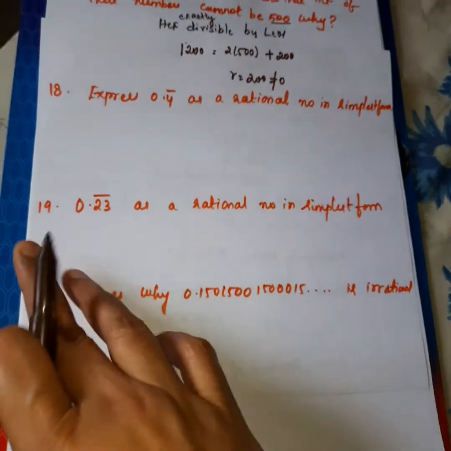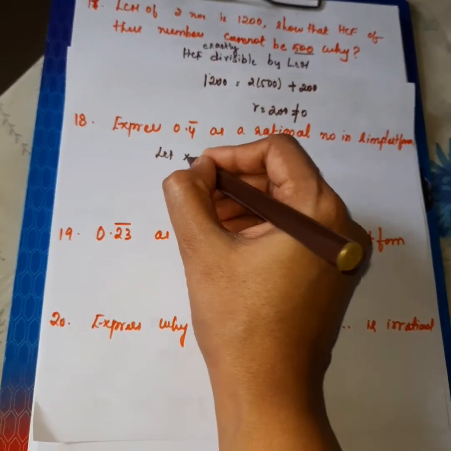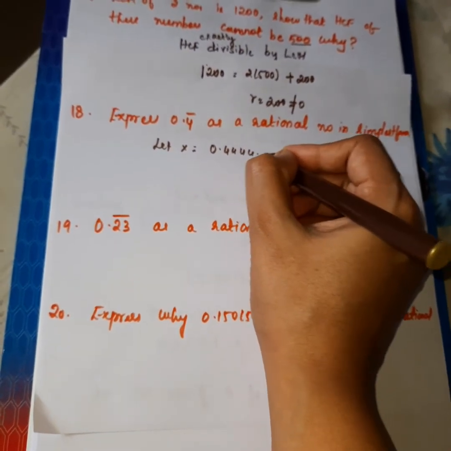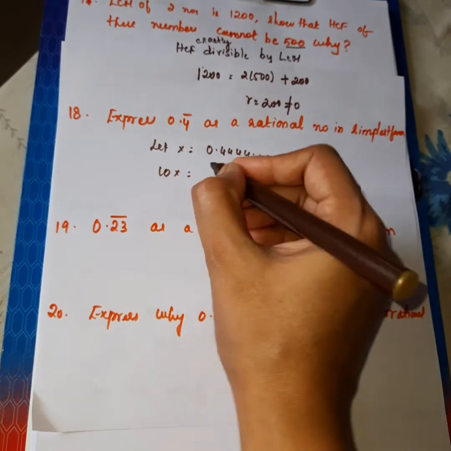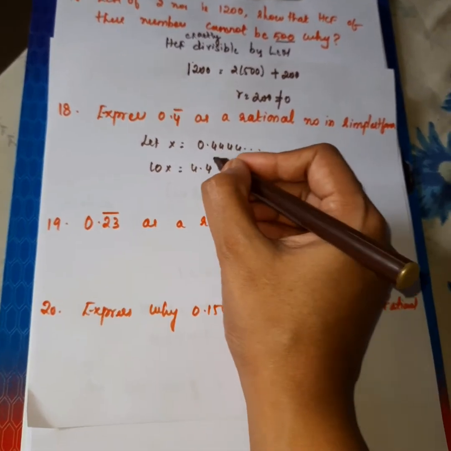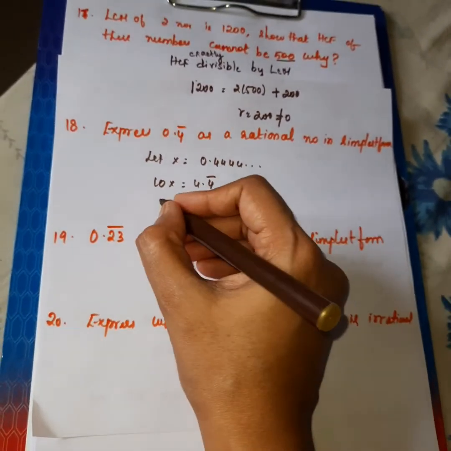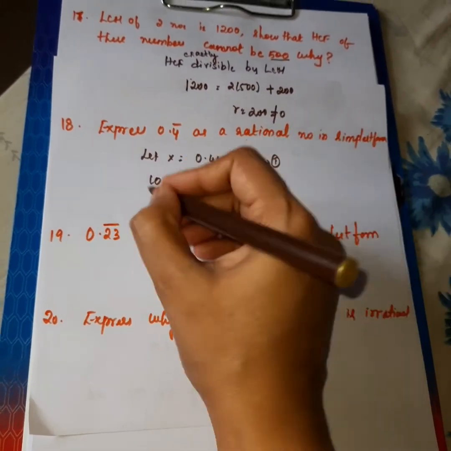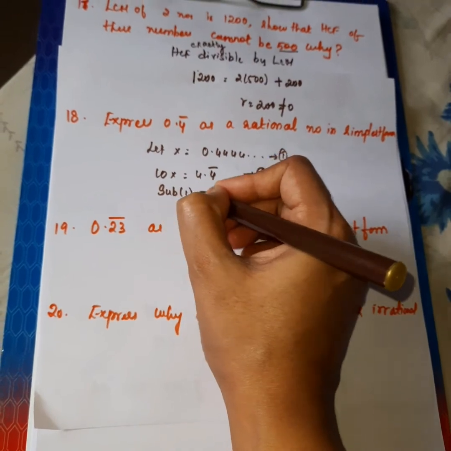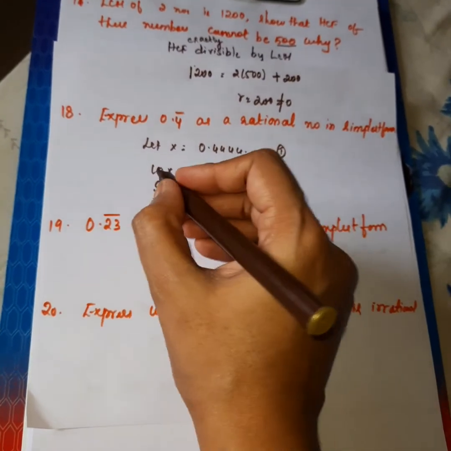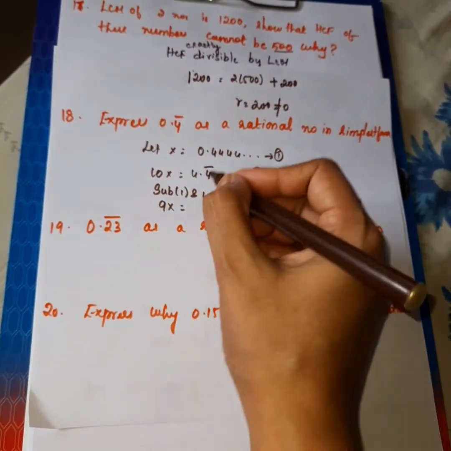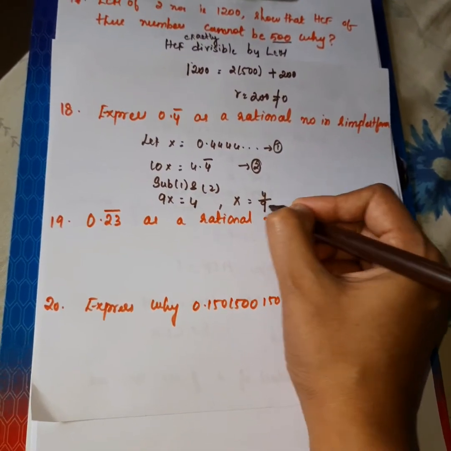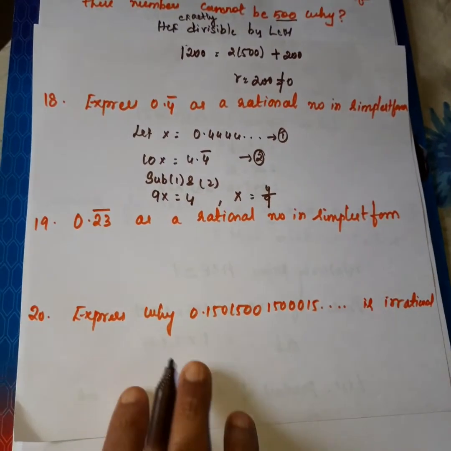Next question, 0.4 repeating, which is a non-terminating and repeating number. So let's assume it as x, and 10x is 4.4. By taking these two as equations 1 and 2, we subtract. So 10x minus x is 9x on the left hand side, and 4.4 minus 0.4 is 4. So x is 4 by 9. This is the simplified form.